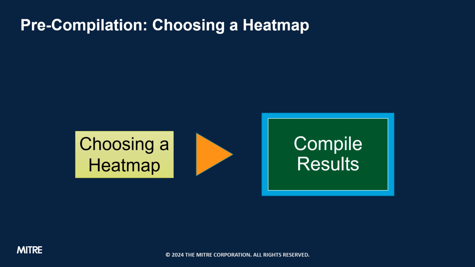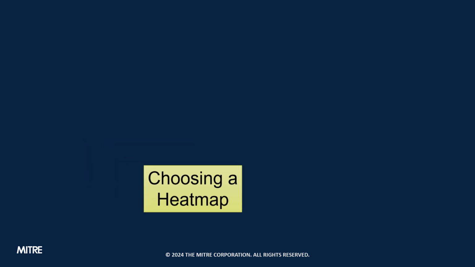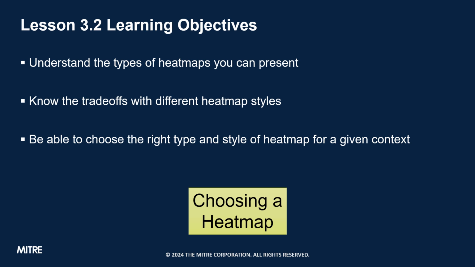Here, in order to actually come up with what the final heat map looks like, you need to choose a heat map that you're going to be presenting to the SOC at the end of the assessment. We have three primary learning objectives for this lesson. Number one, you should walk away understanding the types of heat maps that you can present. Number two, you should understand and know the trade-offs with the different heat map styles. And number three, you should ultimately be able to choose the right type and style heat map for a given context and assessment.